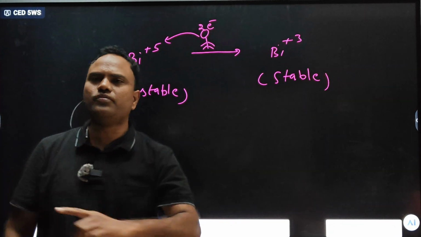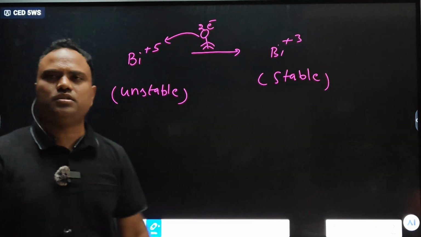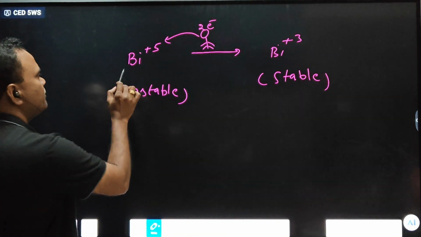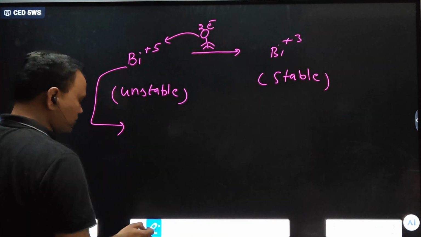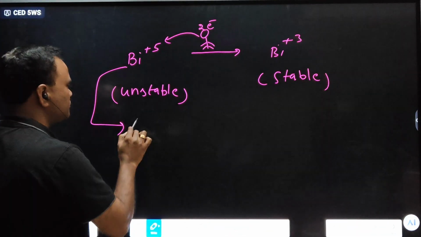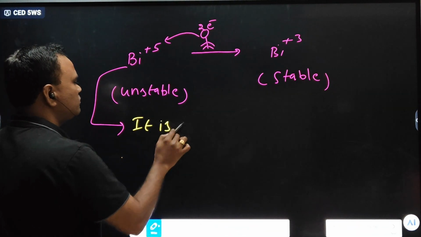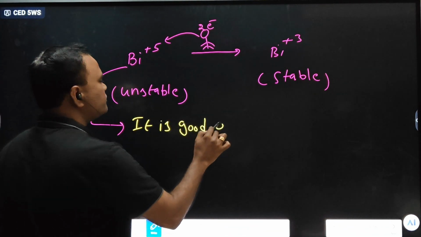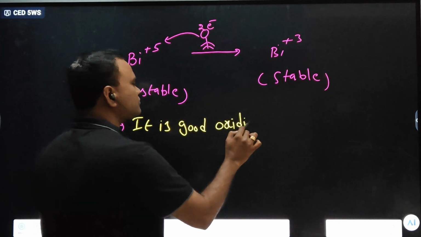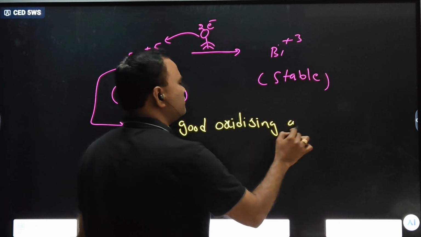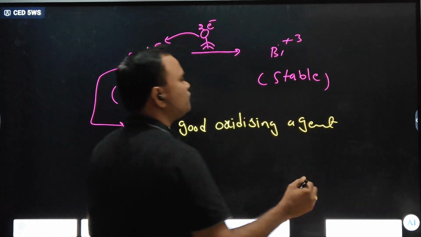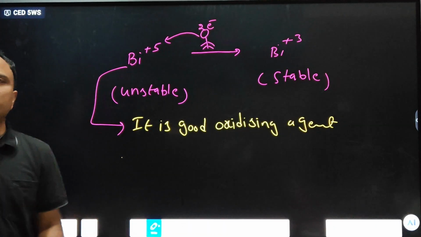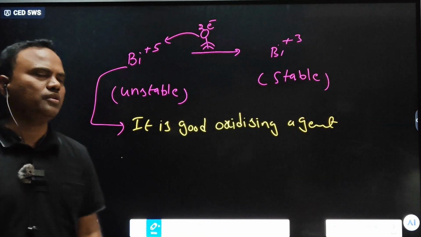Very important. Which of the following is a good oxidizing agent? Okay, now done. Bi plus 5 is a good oxidizing agent. Very important. It is a good oxidizing agent. Very important questions. You will get 4 ions. Identify the good oxidizing agent from the given below.